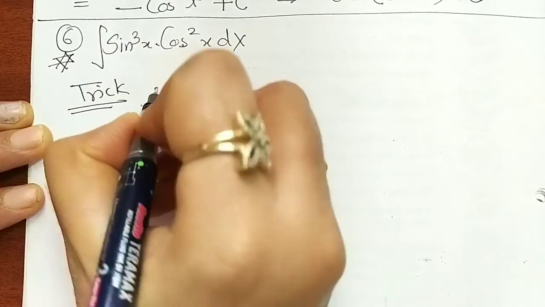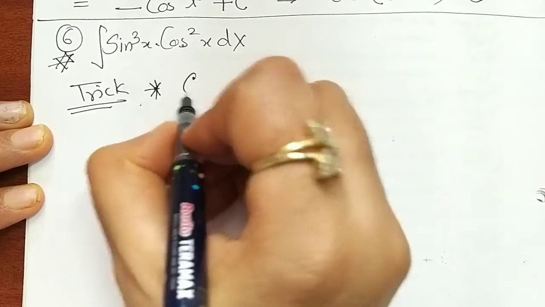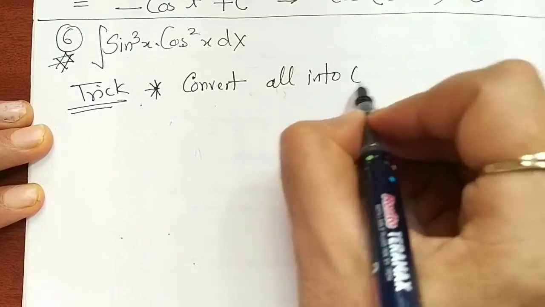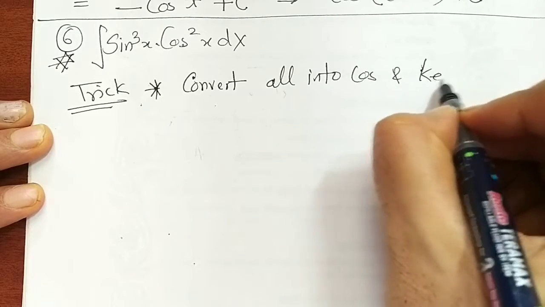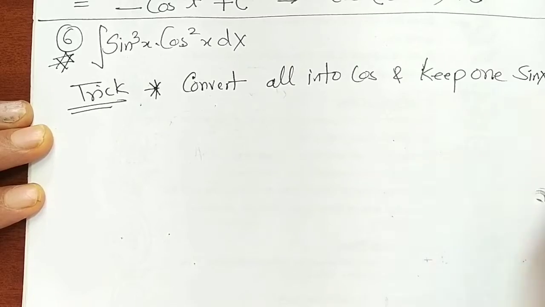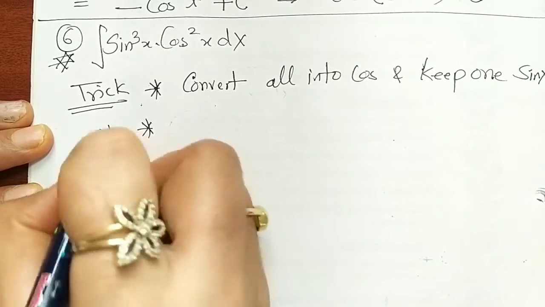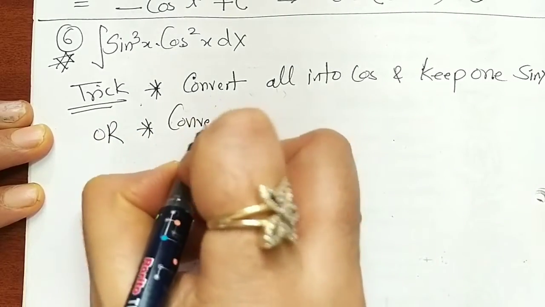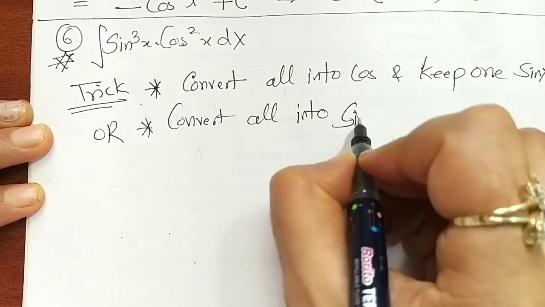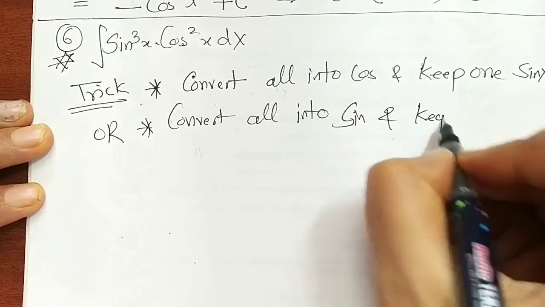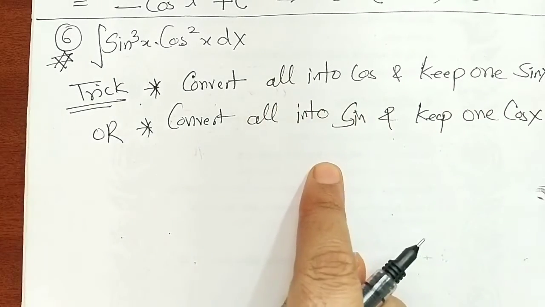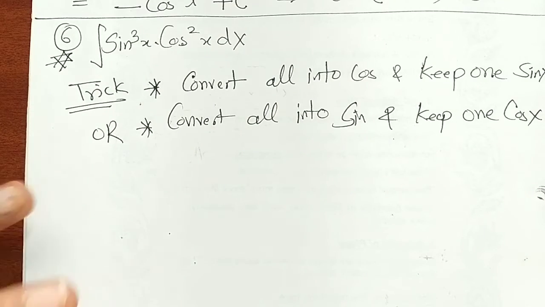Trick क्या है आपकी? First case, convert all into cos and keep one sin x. I will tell you why. Or convert all into sin, and keep one cos. जो भी आपको easy लगे, इन दोनों में से जो भी आपको लगे easy to convert, that you do.